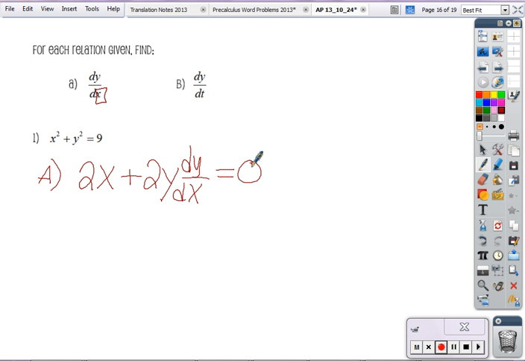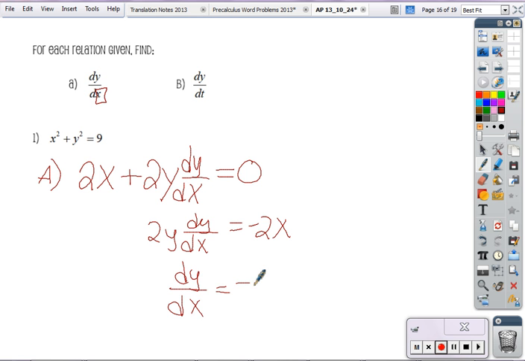0. This is not the answer. You're supposed to solve for dy/dx. So get this by itself is all it's asking you. One last step. What it means, get all the terms with the dy/dx on one side, get everything that doesn't have it on the other side. And then divide by 2y. So we get negative x over y.